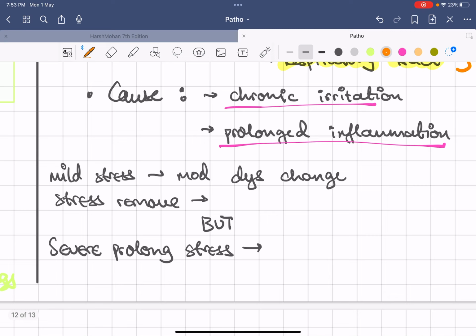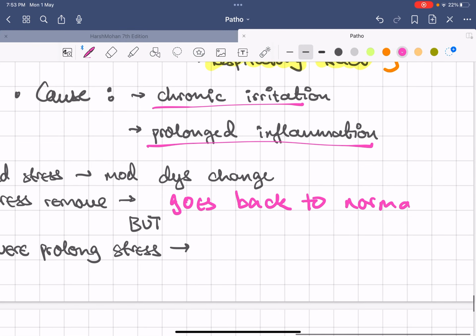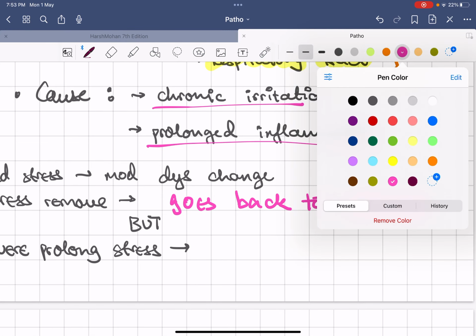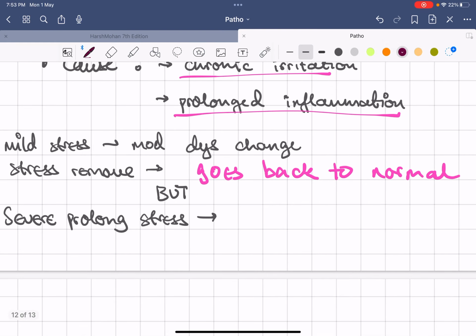But is dysplasia reversible? Of course it is reversible, since it is a part of cellular adaptation. But there is an exception: only if the stress is mild. If the stress is removed, it goes back to normal. But if the stress is prolonged and severe, it does not go back to normal, but goes into carcinoma in situ. What does carcinoma in situ mean? Carcinoma in situ is basically cancer confined to the layers superficial to the basement membrane.